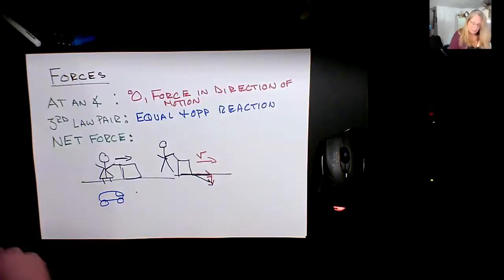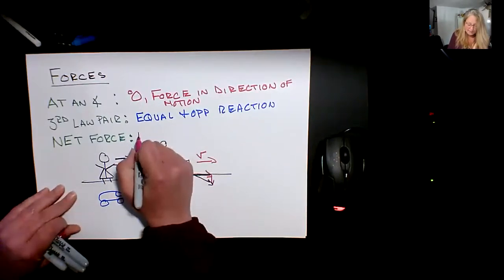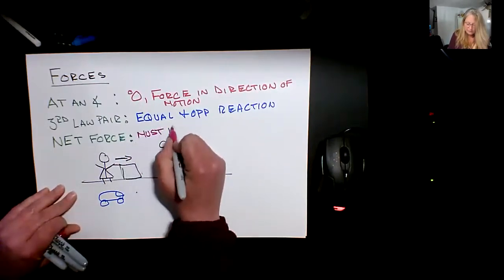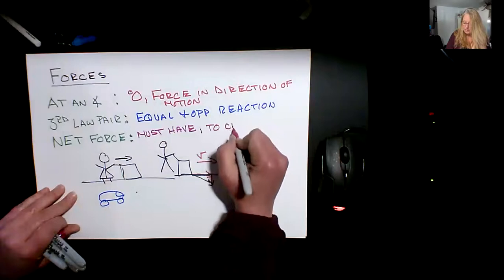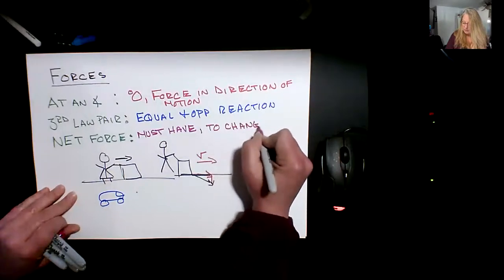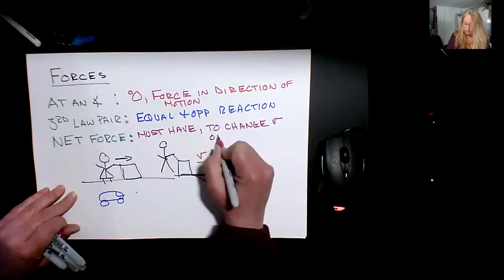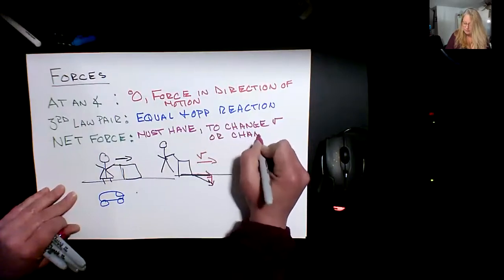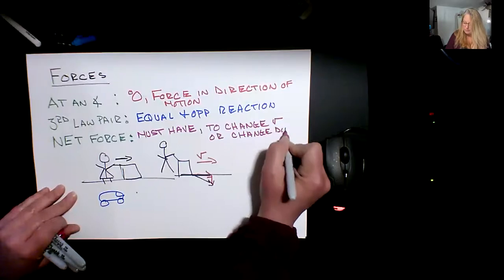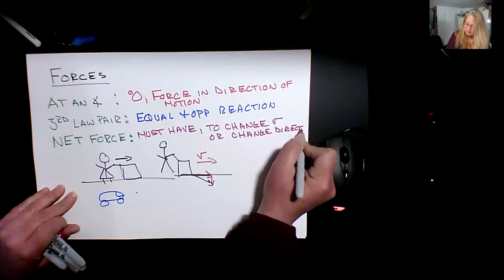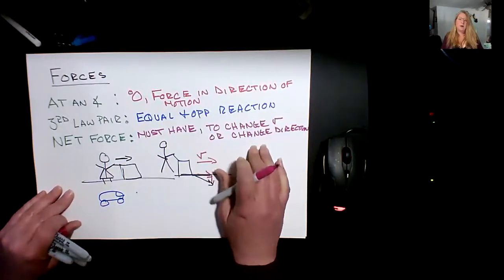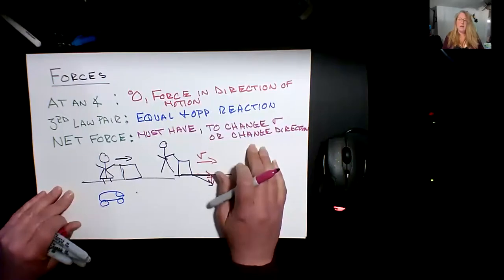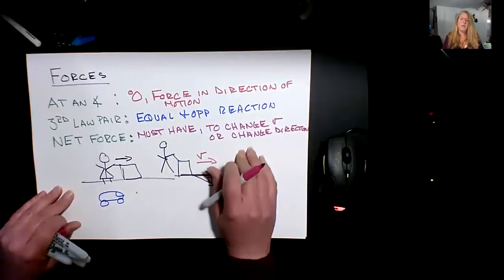So for a net force, I must have a net force to change my velocity or change direction. And we'll see this one next week in lectures. If I am going to, say, go around a corner, I have to have a net force. And that net force will be in the direction of the acceleration.